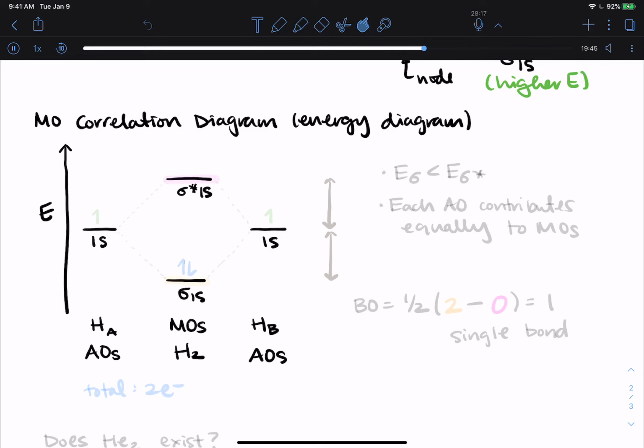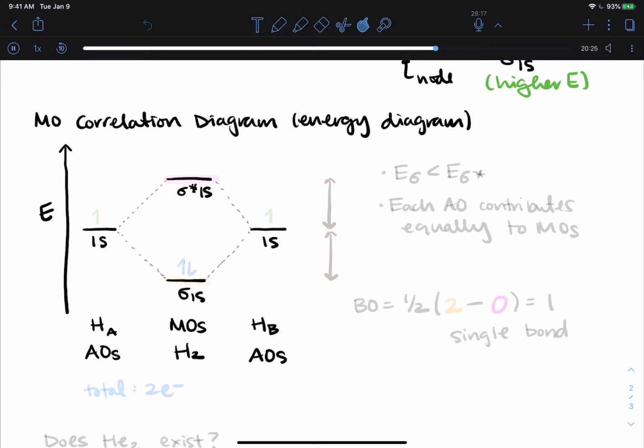Now I am going to connect these. I'm going to use these little dashed lines to show that this 1s orbital contributes to these 2 MOs, and this 1s orbital also contributes to these two MOs. You must draw these on your pictures that I'll be asking you to draw. You'll see when we get to some bigger MO correlation diagrams that it can be really important to have these lines in here just to make sense of what's going on. Even though it might feel like it's crowding things, I promise it's actually making things better.